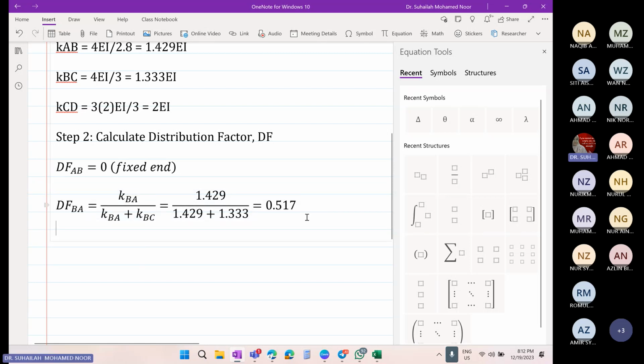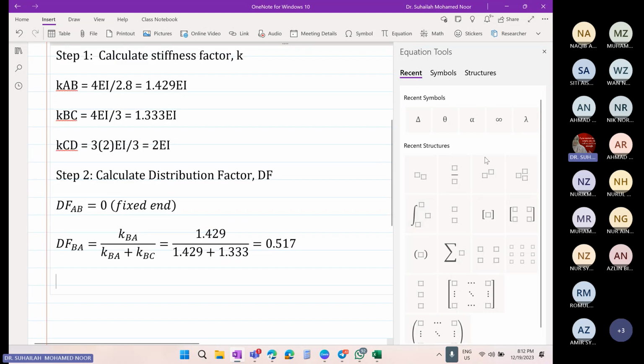Next is DFBC. DFBC is equal to 1 minus 0.517, because at joint B we have BA and BC. Once we get DFBA, we get DFBC from 1 minus DFBA. So it is 1 minus 0.517, because the distribution factor at a joint equals 1, except at a fixed end.